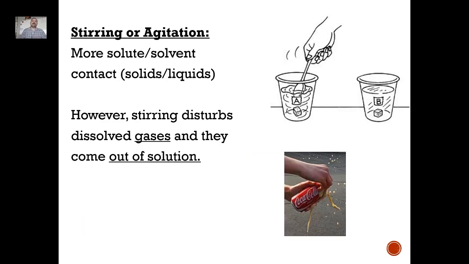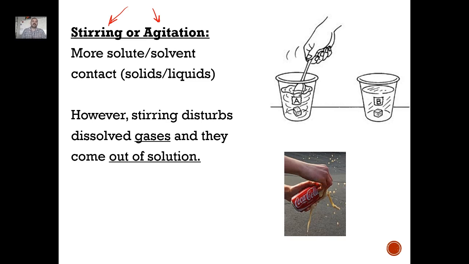All right, so the next one is going to be agitation or stirring. You need to know what agitation means. That means either shaking or stirring, because it's very unlikely you'll see stirring on the ACP. You're going to see agitation instead. So if you stir it, that's going to make it dissolve more quickly.